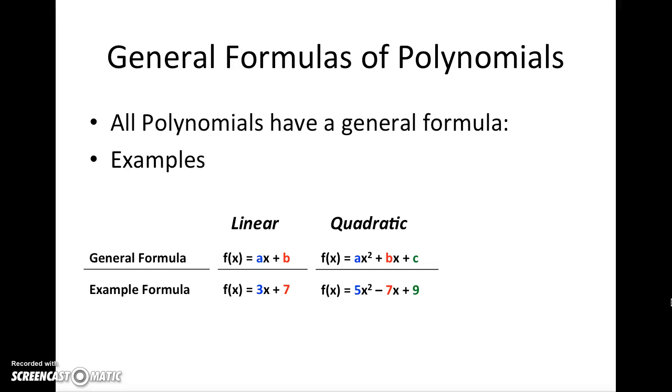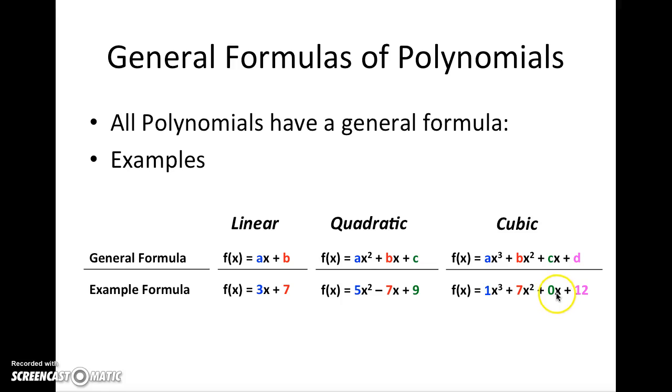The last example we're going to look at is a cubic. Again, it follows a similar trend where we have f of x equals ax cubed plus bx squared plus cx plus d. Here, a is 1 in the example, b is 7, and c is 0, and d is 12. I'm going to show you what happens when you have a coefficient of 0 or 1.